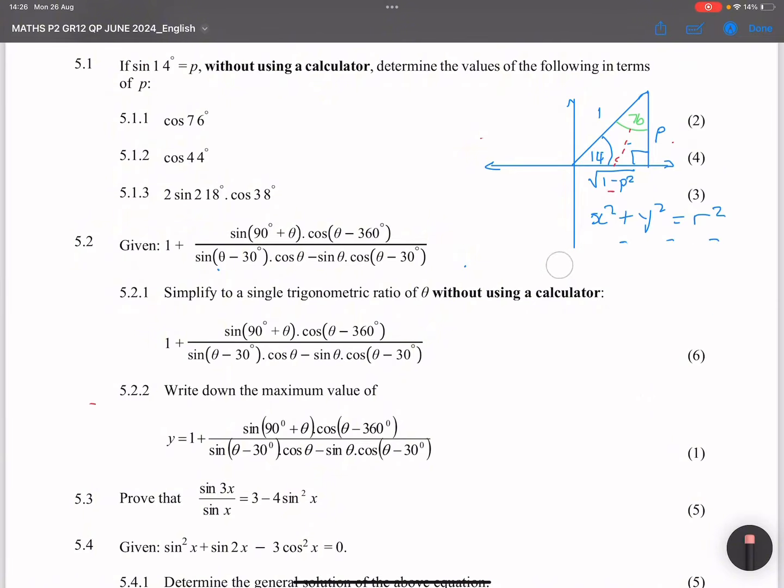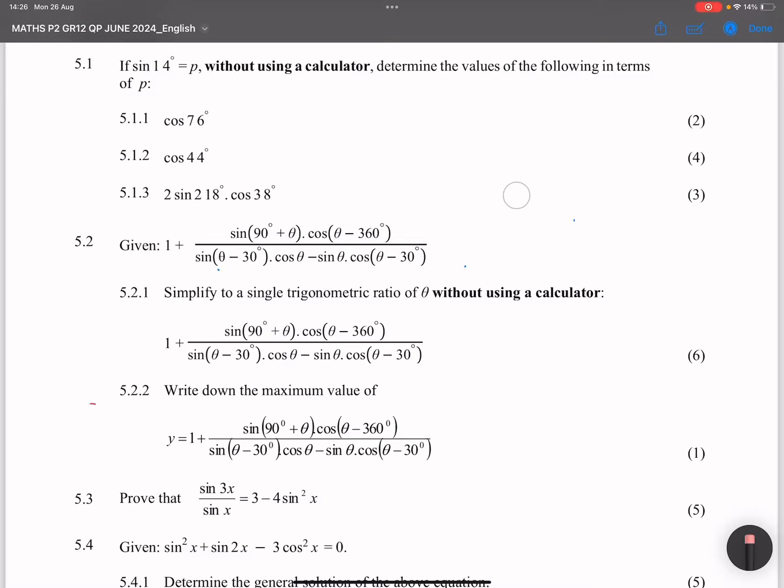I'm going to need as much space as I possibly can get. Right, so they say to us, given 1 plus sine of 90 plus theta, cos of theta minus 360, over sine of theta minus 30, and cos of theta, and cos of theta minus 30 and sine of theta. They say simplify to a single trigonometric ratio of theta without the use of a calculator.